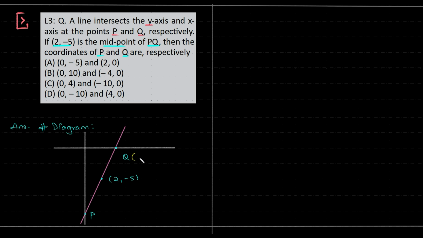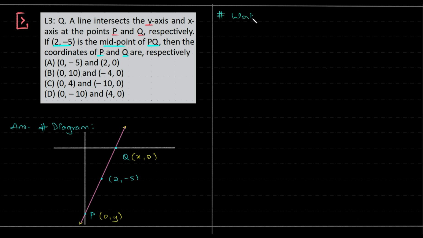Since the line meets the x-axis, we have (x, 0) as its coordinates, and this is (0, y). Which is correct and which is wrong? Yes, Q is wrong. So this is (x, 0) and this is (0, y). So half the job is done. With this, we are pretty much done. The rest of it is just using the midpoint formula and we are done.